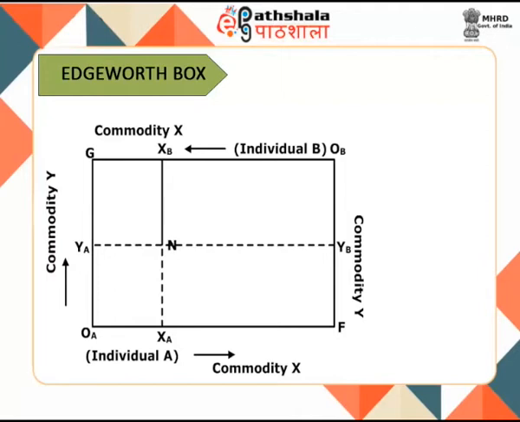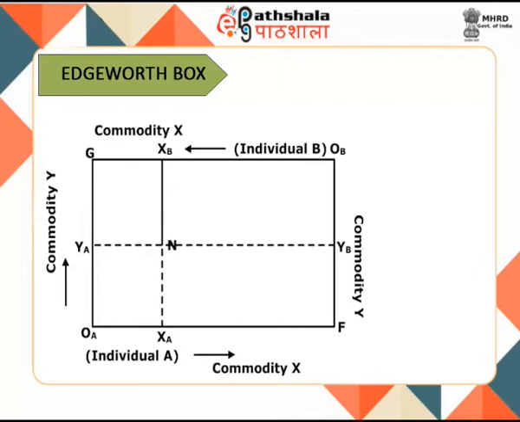For individual B, the top right-hand corner has been taken as the origin, and with the given quantities of X and Y, the quantity of X available for consumption for individual B is measured right to left from the point of origin OB, and the quantity of Y available for B is measured top to bottom from the point of origin OB. Consider a point N lying inside the box.